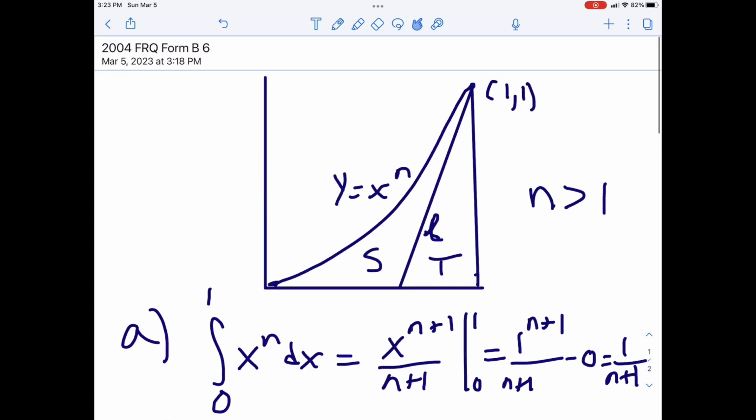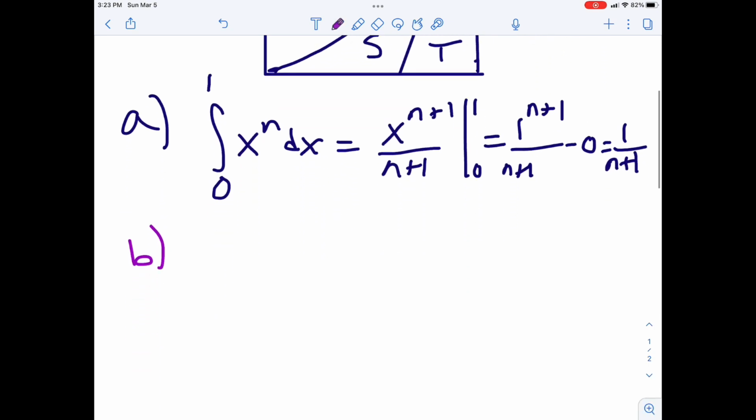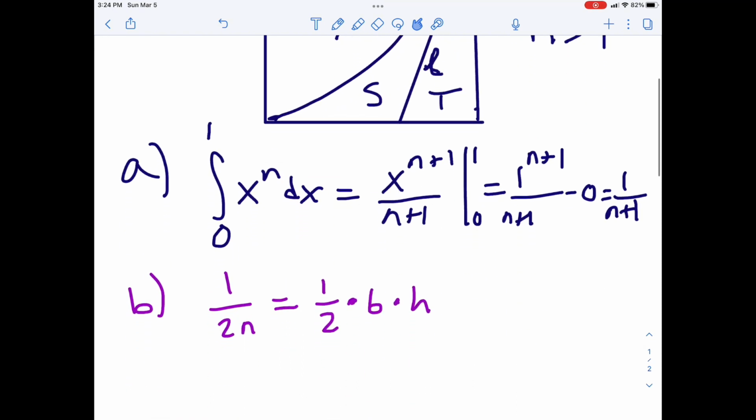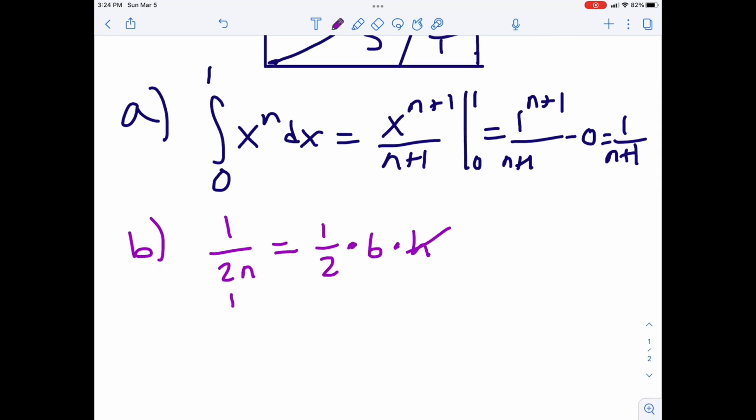So let's look at this. It's telling us that the area T is triangular. So that can help us because they told us that the area of T is 1 over 2n. So I'm going to say that 1 over 2n has to equal 1/2 times the base times the height, which is the area of a triangle. But we know our height is 1 because this goes up to the point (1, 1). So the only unknown we have is just b. So I'm going to cross out h and say that 1 over 2n has to equal 1 over 2 times b. So therefore, b has to equal 1 over n.